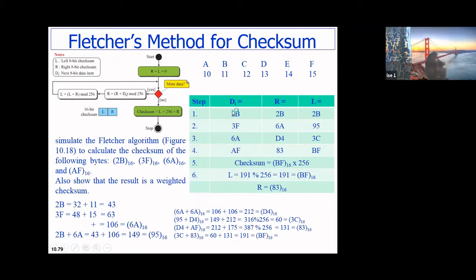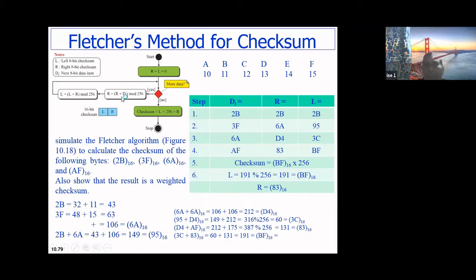D1 is nothing but 2b, and R plus D1 here. So R was 0 here. Initially R and L both are 0. In fact, I should have taken 0 here and 0 here, which I have not taken. So I should have taken this as 0. So I have R is equal to 0 plus D1.